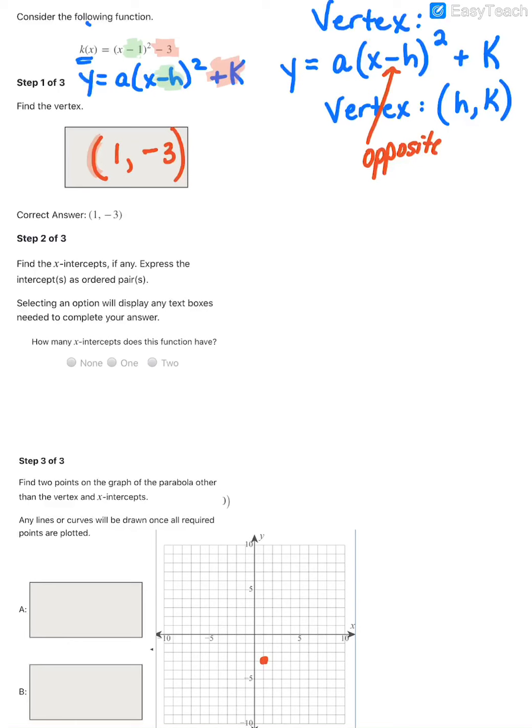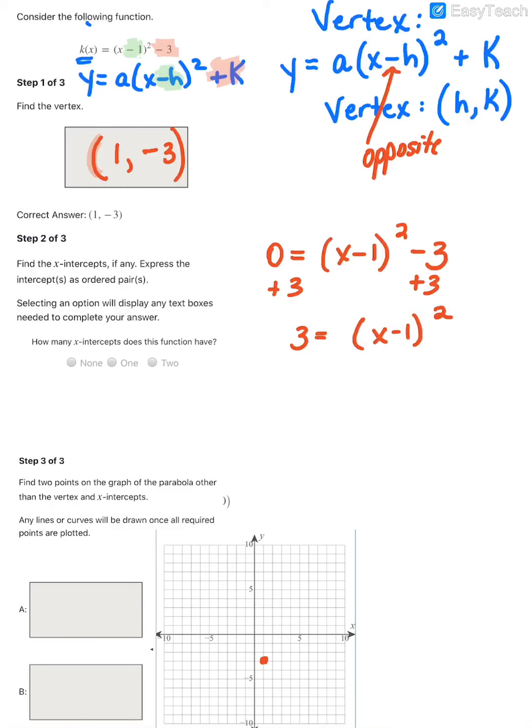Step 2, we're looking for x-intercepts. In order to find x-intercepts, you have to let your y value be 0. So in place of my k of x, that's my y value, I'm plugging in 0. So I get 0 equals (x minus 1) squared minus 3. And again, the nice thing about this form, don't FOIL this out. We're just going to simply move the 3 to the other side, and we'll use our square root property.